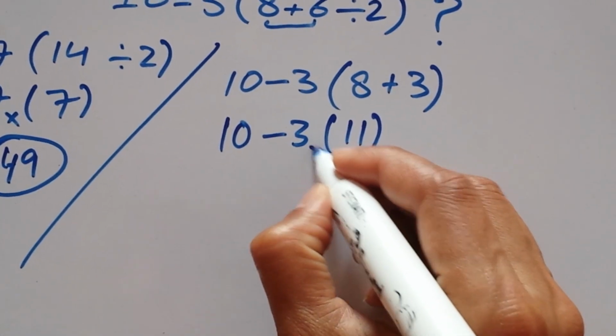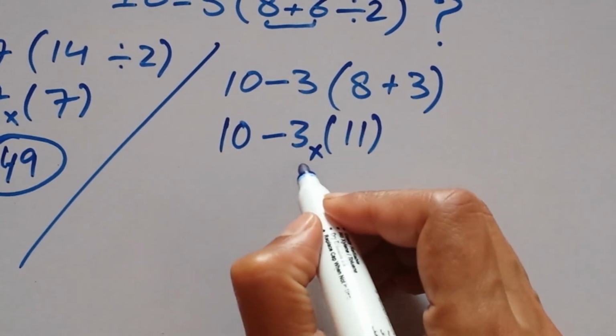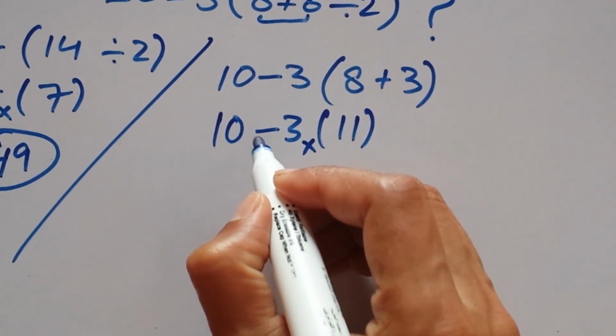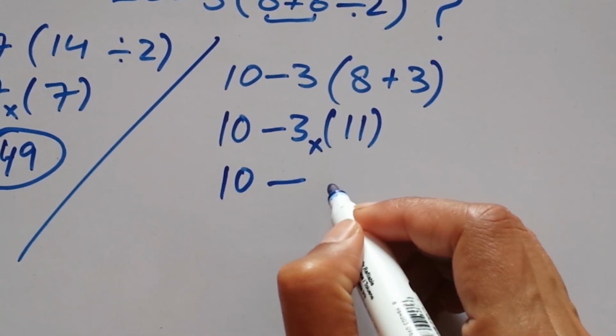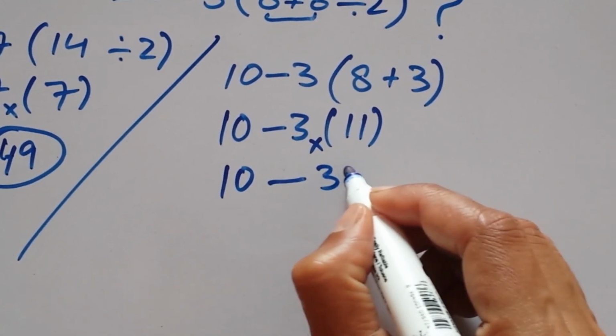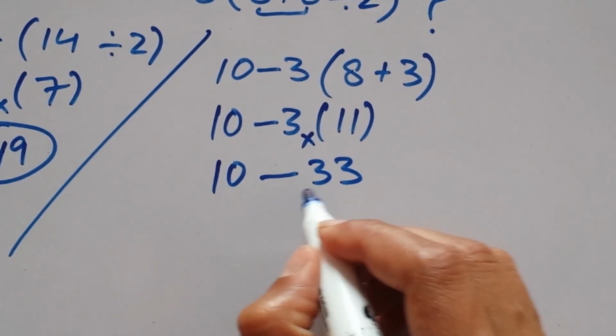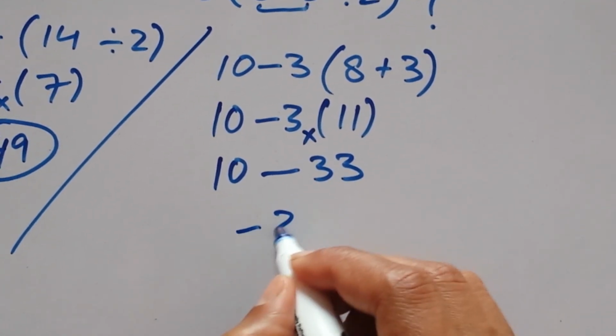Now here is multiply, so multiply first, then minus. So 10 minus 3 times 11 equals 33. Now 10 minus 33 equals 23.